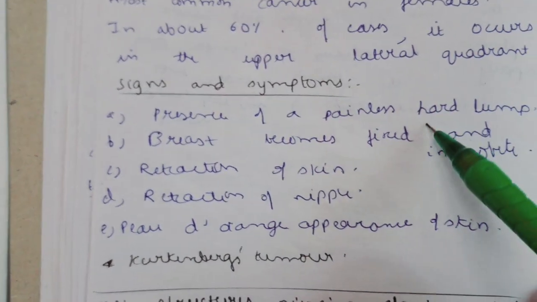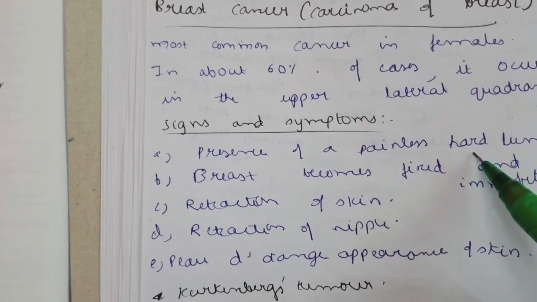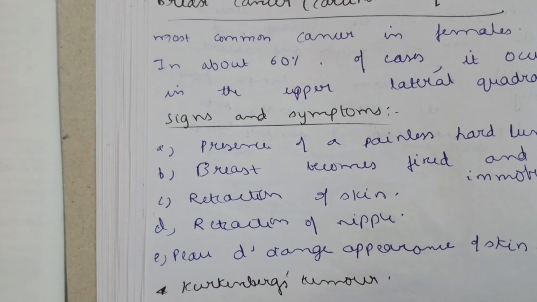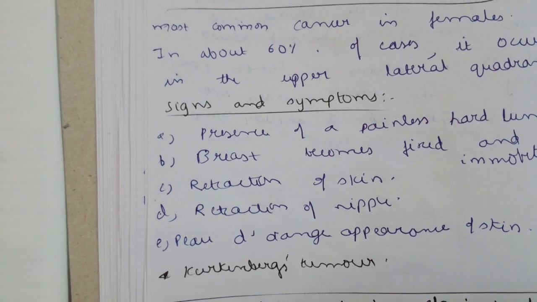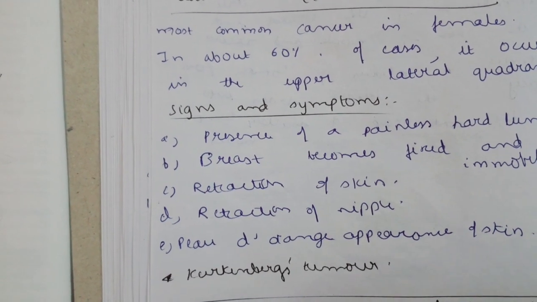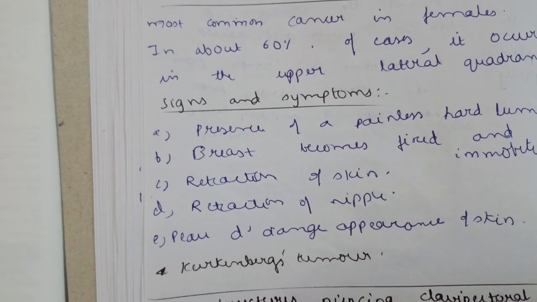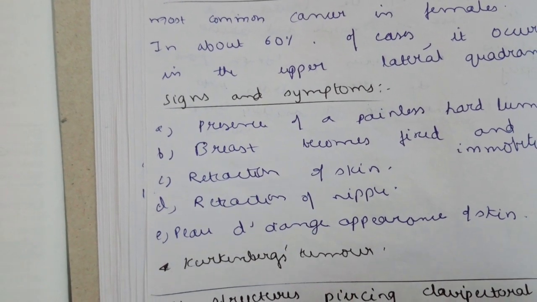First, presence of a painless hard lump. Next, the breast becomes fixed and immobile because the suspensory ligaments are infiltrated by cancerous cells. Now, retraction of the skin is also for the same reason, infiltration of the suspensory ligament by cancer cells. Next, retraction of the nipple is due to infiltration and fibrosis of the lactiferous duct.